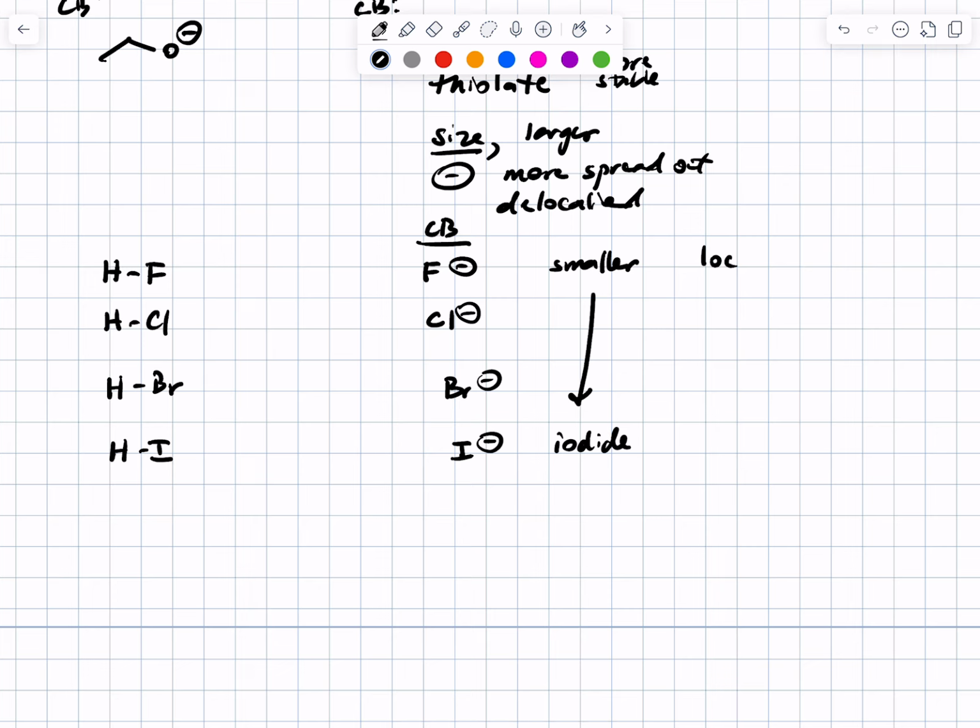The negative charge on fluorine is localized. The negative charge on iodide, why did I write iodide instead of larger?